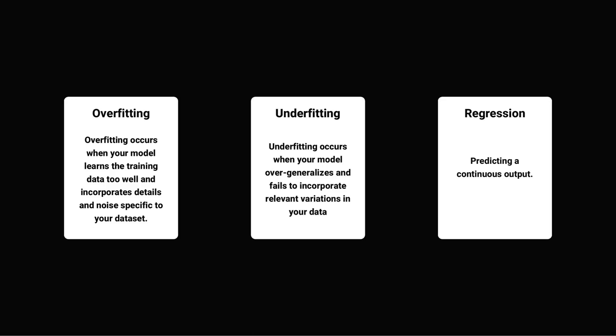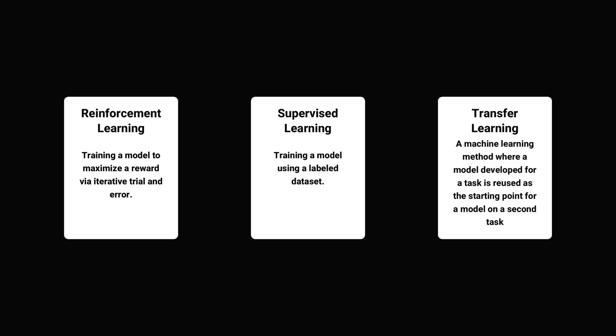Regression. A type of machine learning task in which the model predicts a continuous numerical value, such as predicting the price of a house based on its features. Reinforcement learning. A type of machine learning in which the model learns by trial and error, receiving rewards or punishments based on its actions in a given environment. Supervised learning. A type of machine learning in which the model is trained on labeled data, with known inputs and outputs, in order to make predictions or decisions on new, unlabeled data.